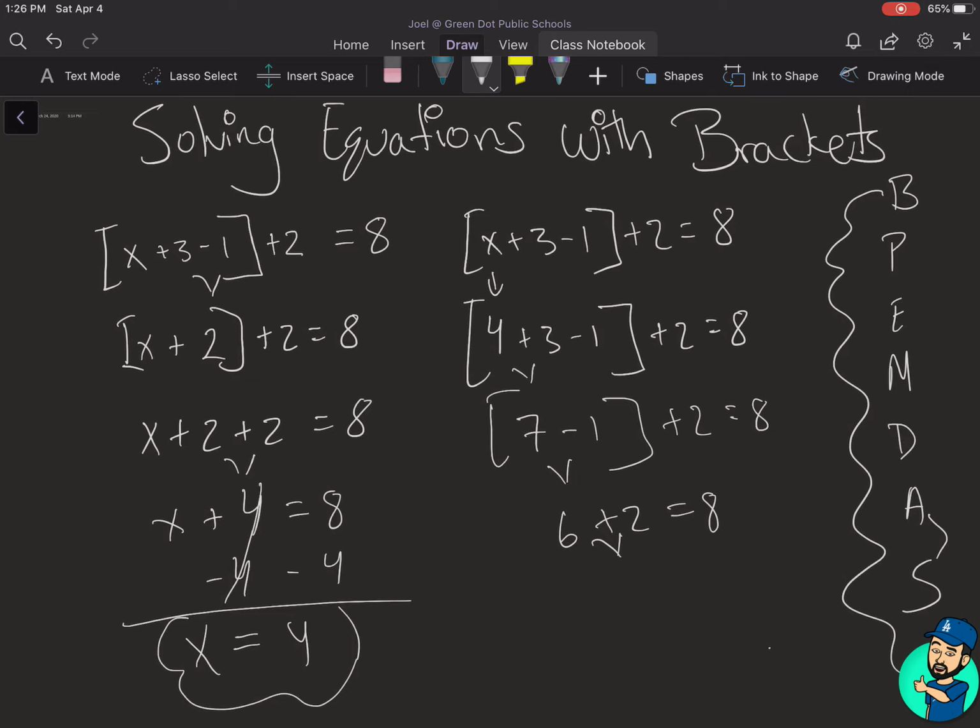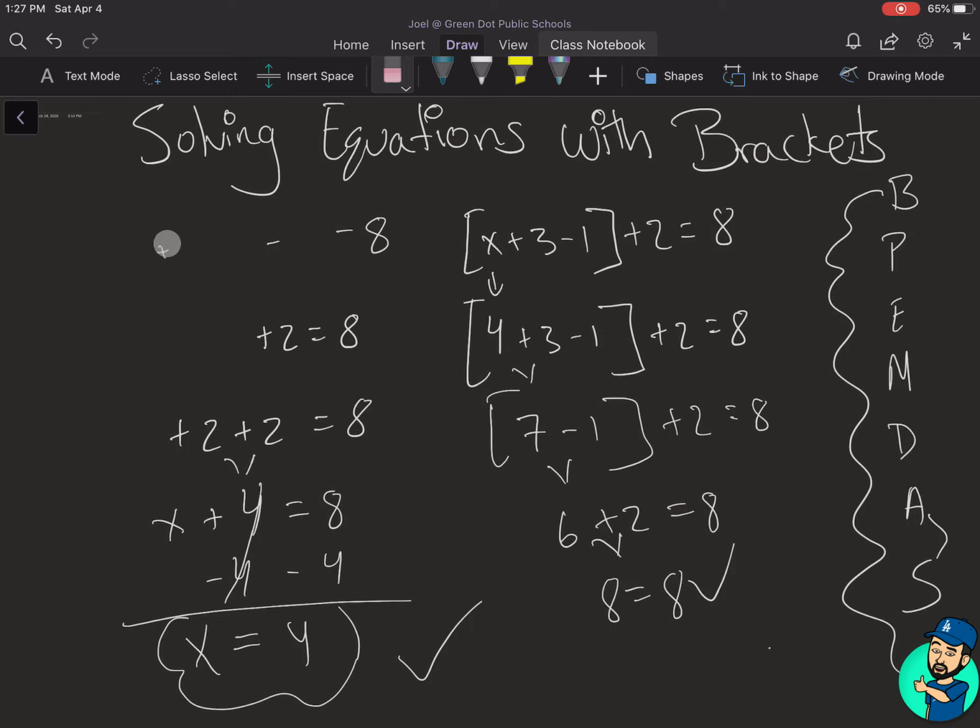6 plus 2 equals 8. Does 8 equal 8? Yes. So we know that x does equal 4. Let me erase all this down. Let me erase all of this, and then let's try another one.